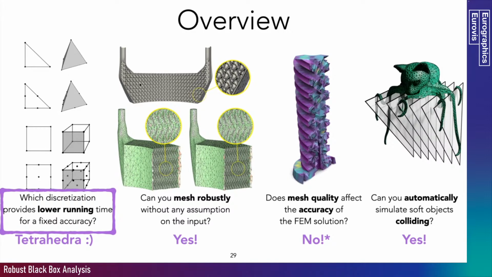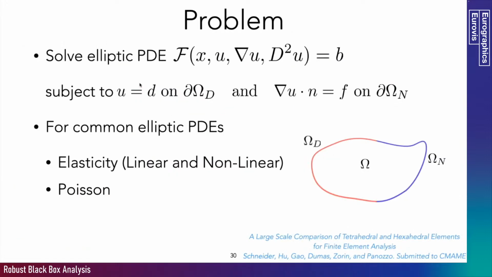Let me move to the first part of the talk, in which I will explain how we discover how to decide which discretization provides the best running time for a given accuracy. So this seems kind of a simple problem, and in fact there is an easy way to check that.